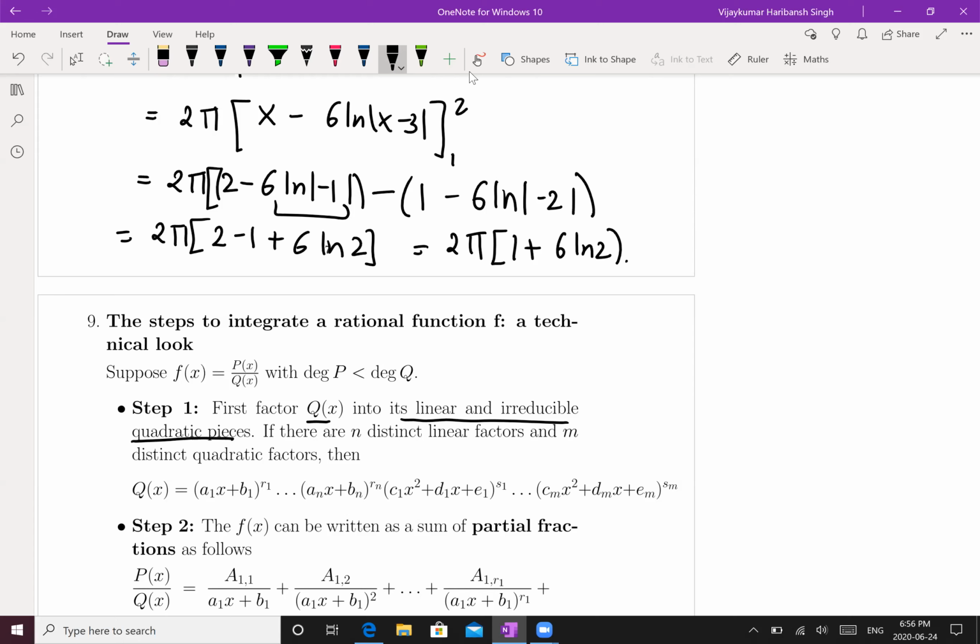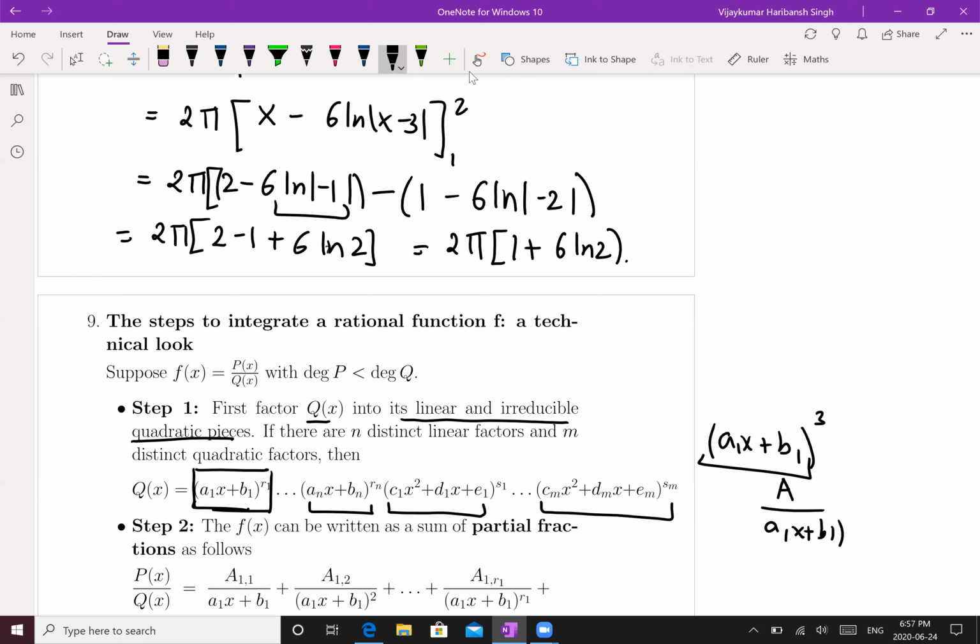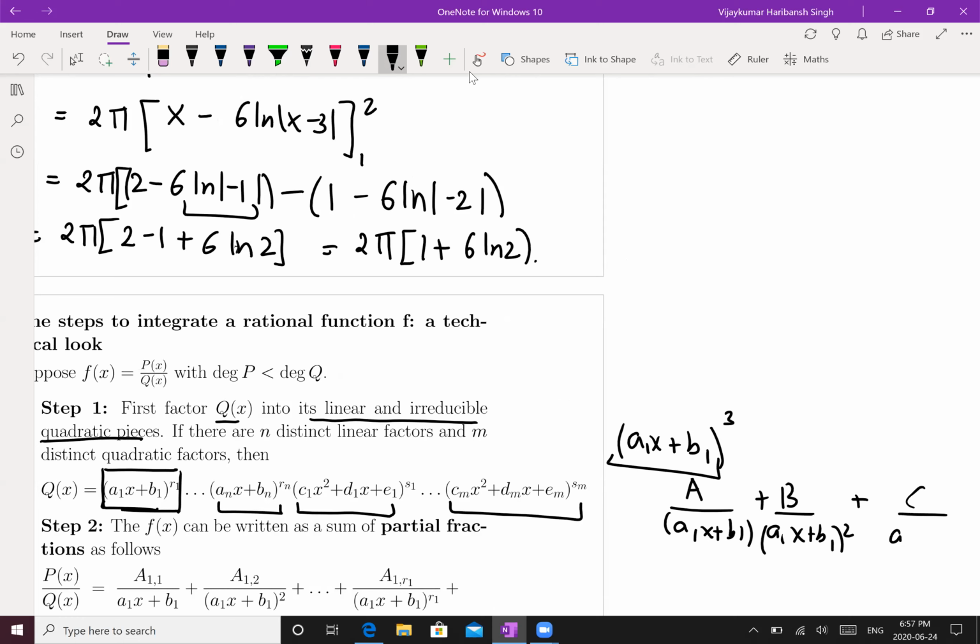So suppose q of x is a big polynomial and you have these linear factors. The linear factors will also appear with some power. Yeah, the power could be 1, 2, 3, depends on your q of x. And then you have irreducible quadratic factors like that. Now for each of these, how will it look? Suppose instead of a1x plus b1, I had a1x plus b1 to the power 3, then the contribution of this part will be a upon a1x plus b1, plus b upon a1x plus b1 square, plus c upon a1x plus b1 cube. Yeah, so when it's degree 3.